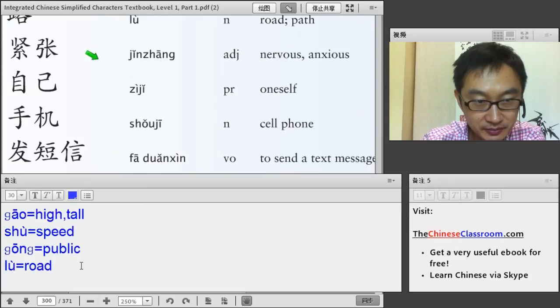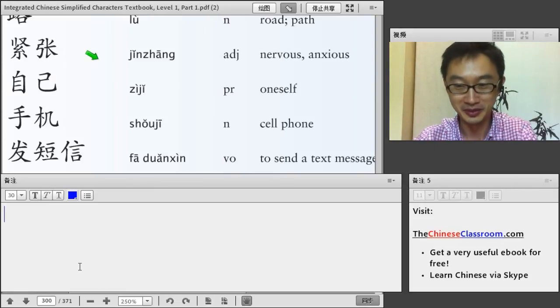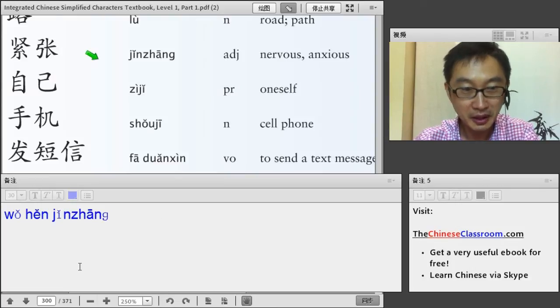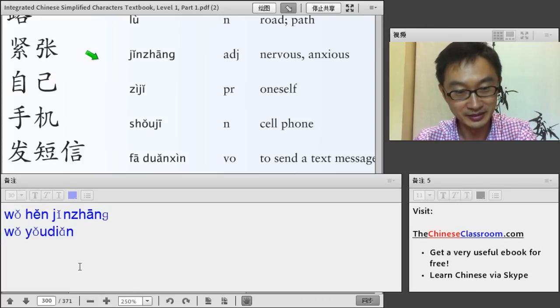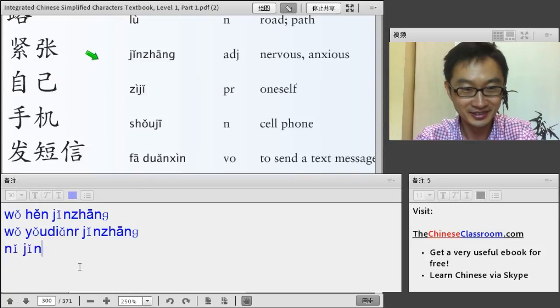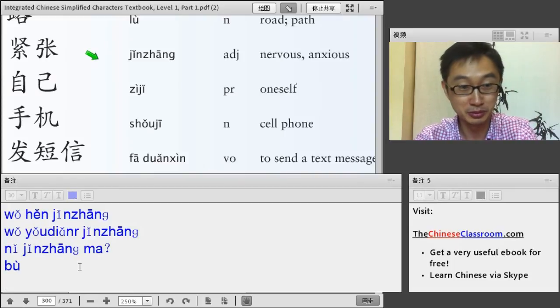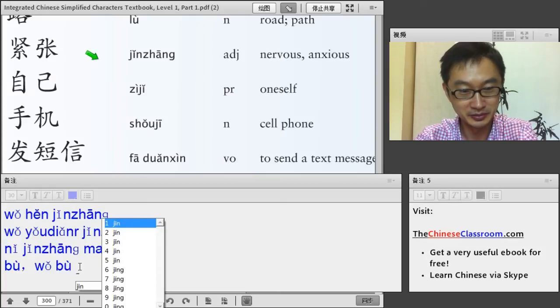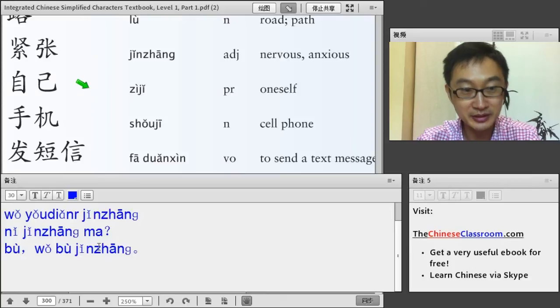And this one, 紧张. Nervous. If you're going to take a test, you may be nervous. You can say 我很紧张. I'm very nervous. Or maybe you're brave, so a little bit nervous. How do you say a little bit? 我有点紧张. Only a little bit. You ask your friend, are you nervous? How do you say that? 你紧张吗? Say no, I'm not nervous. You say 不, 我不紧张. Okay, good.